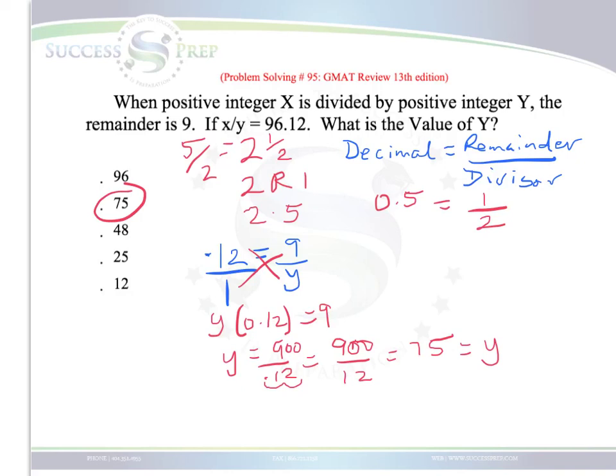But it all goes back to truly understanding, from a more basic example, 5 over 2, that the remainder you get, which is 1, over the divisor is the decimal. So you can use the same idea here by taking their decimal and saying that must have come from 9 over the divisor y. That's essentially what we used here to get our answer, 75.